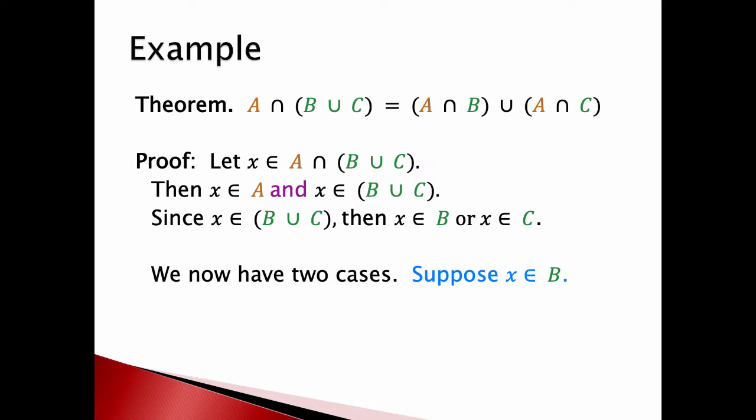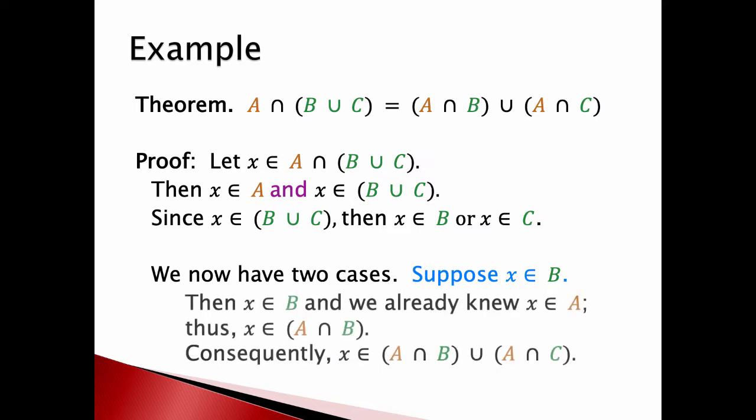So let's suppose that the X were in B. Now what I'm assuming is that X is in A, and now I'm assuming that X is in B. So great. If X is in B, and I already knew X was in A because that was up at the very first line of the proof, then X has to be in the intersection of A and B because that's what the intersection means. It's in both sets. So if X is in A intersect B, then if I union A intersect B with A intersect C, whatever that is, that's a bigger set. So X will certainly be contained in that union because it's in the first, A intersect B.